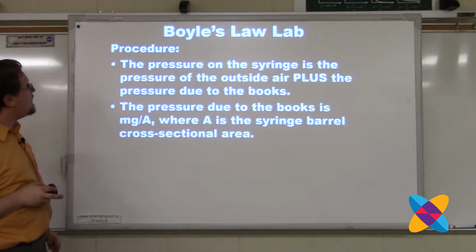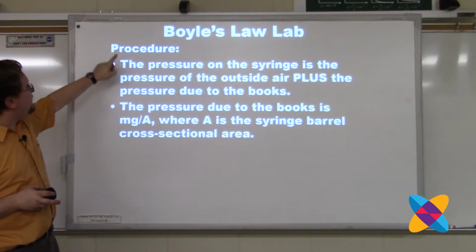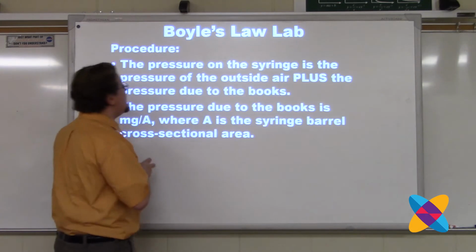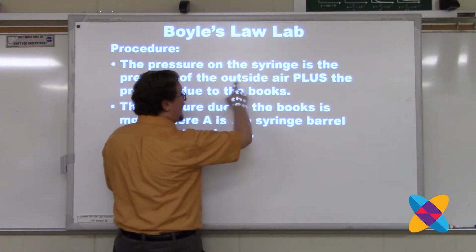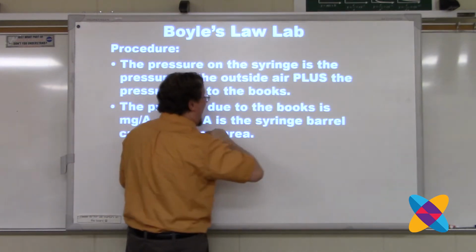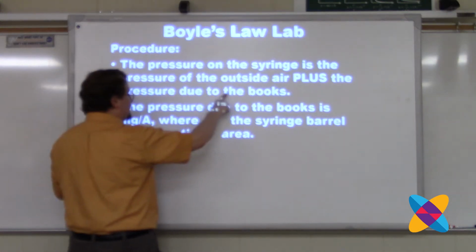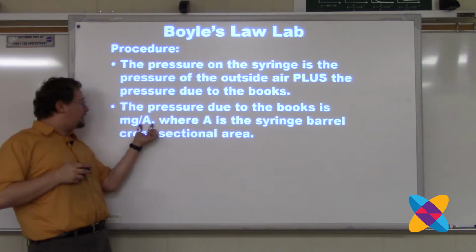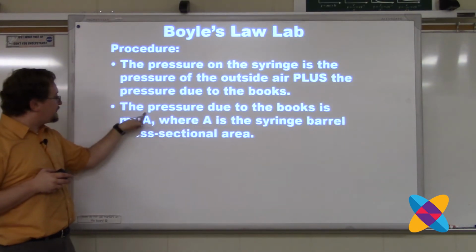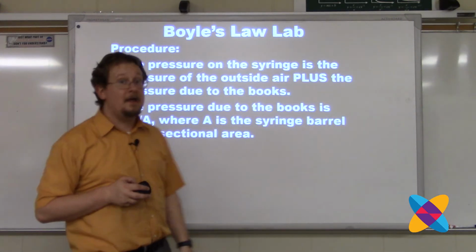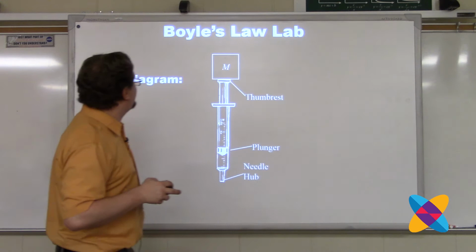Okay, so it's important to know that when you calculate the pressure on the syringe, it is the pressure of the outside air, 101,300 pascals, added to that the pressure due to the textbooks. And the pressure due to the textbooks is mg over A. A is the area of the syringe barrel, and m is the total mass of all textbooks on it. That's important to know. Make sure you go over that with your students.